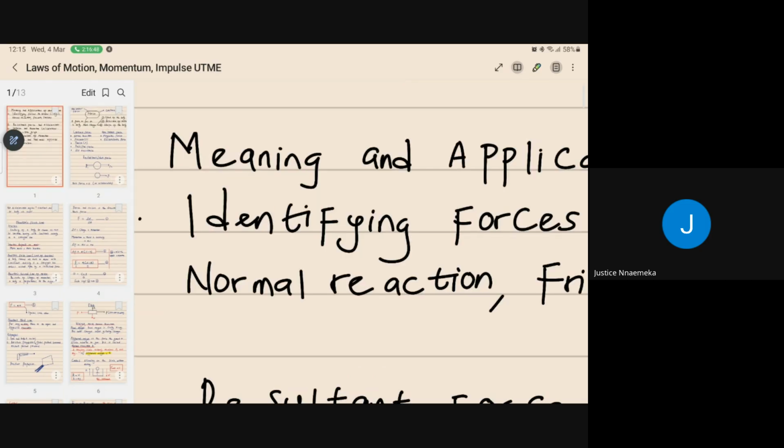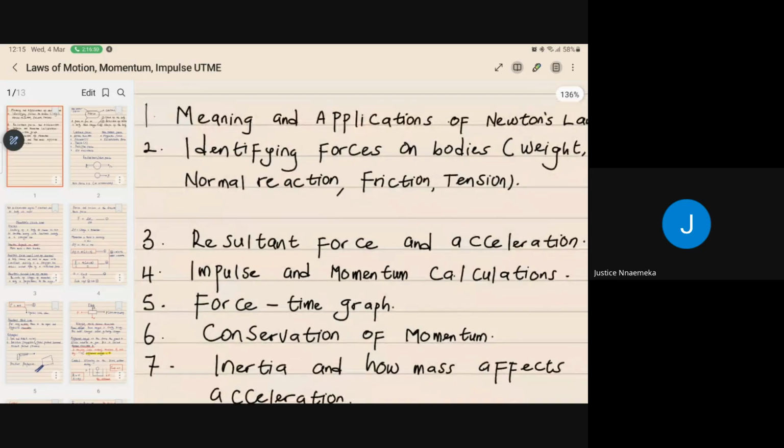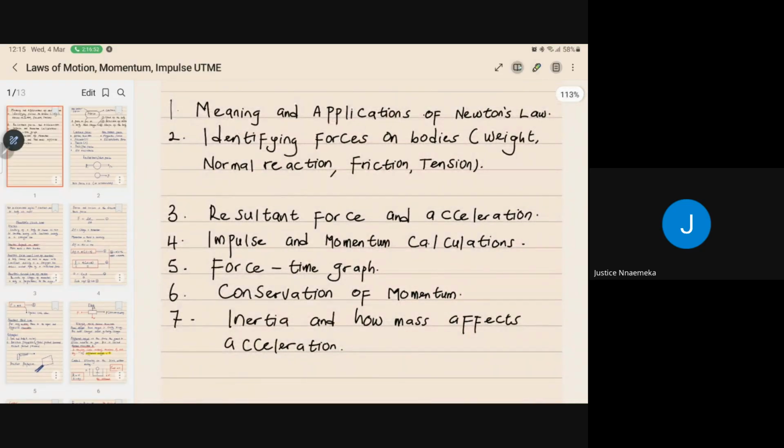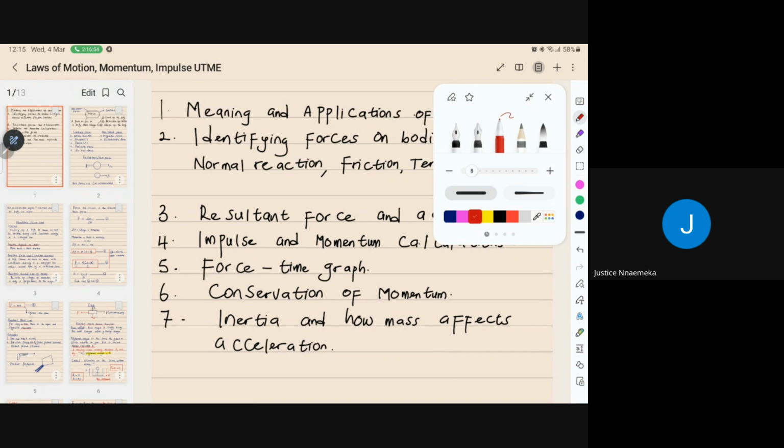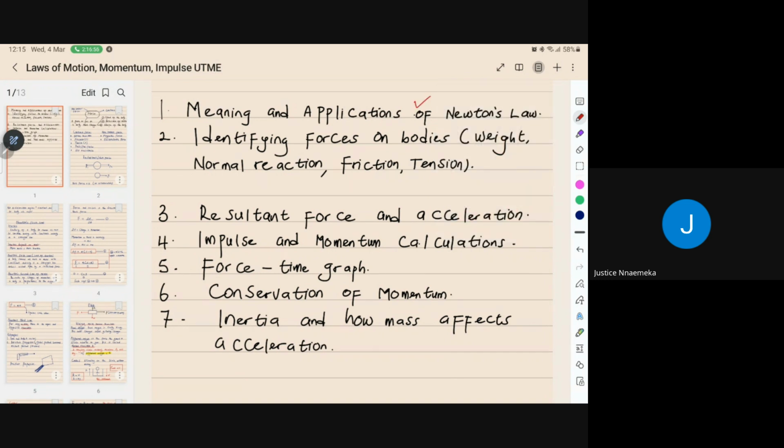And everything you need to know about recoil of a gun. So in today's class, this was my objective, and we are able to achieve this one. We looked at the meaning of this. We looked at how to draw a free body diagram. We looked at resultant force. I looked at inertia and how it affects acceleration. So what is remaining now for us is to do what? Momentum and impulse, force-time graph, and conservation of momentum, which is going to be our next class.